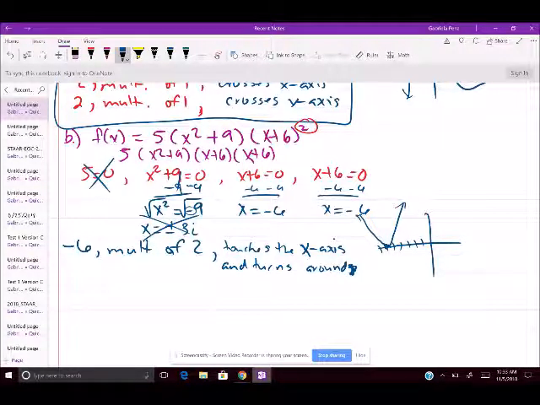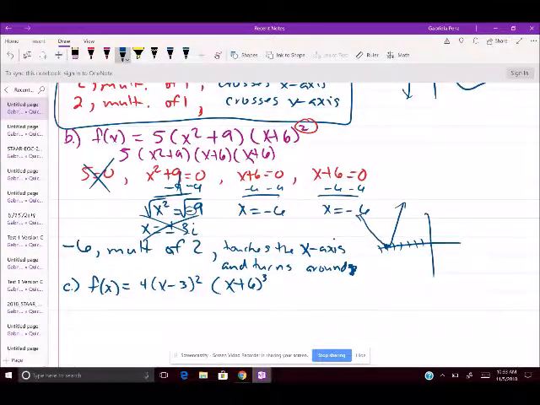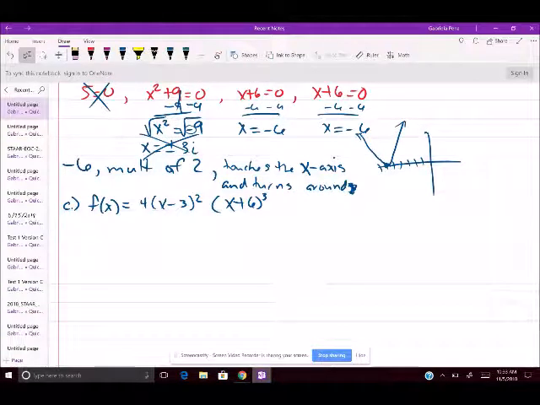Alrighty, so are you ready to do one on your own? f(x) equals (4x minus 3) squared times (x plus 6). And don't stay there daydreaming. Get to work right away, please. So look at that one. Is it already factored out? It's already factored out. I just need to probably write out some of them.